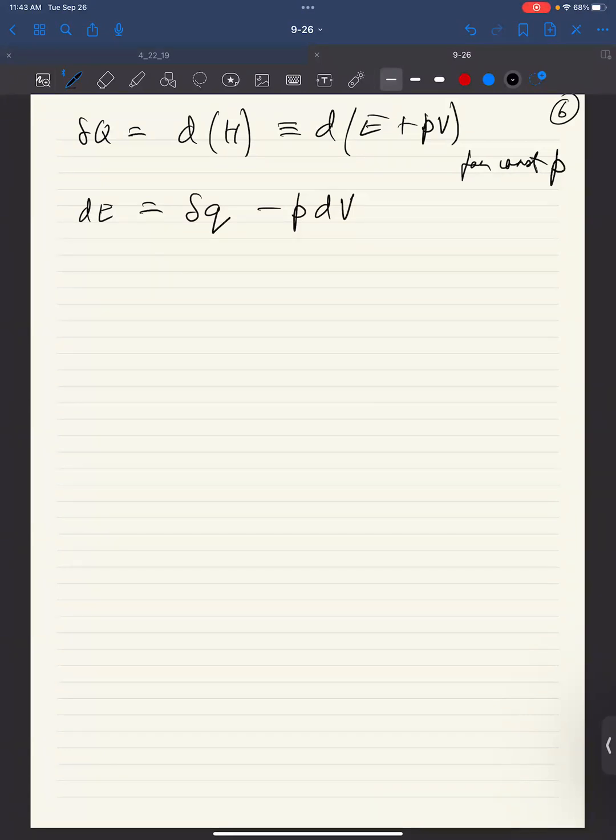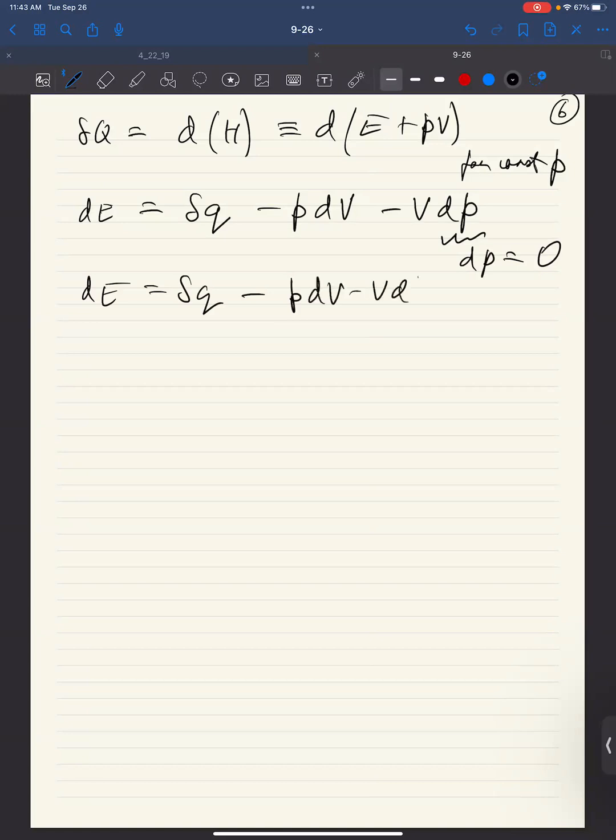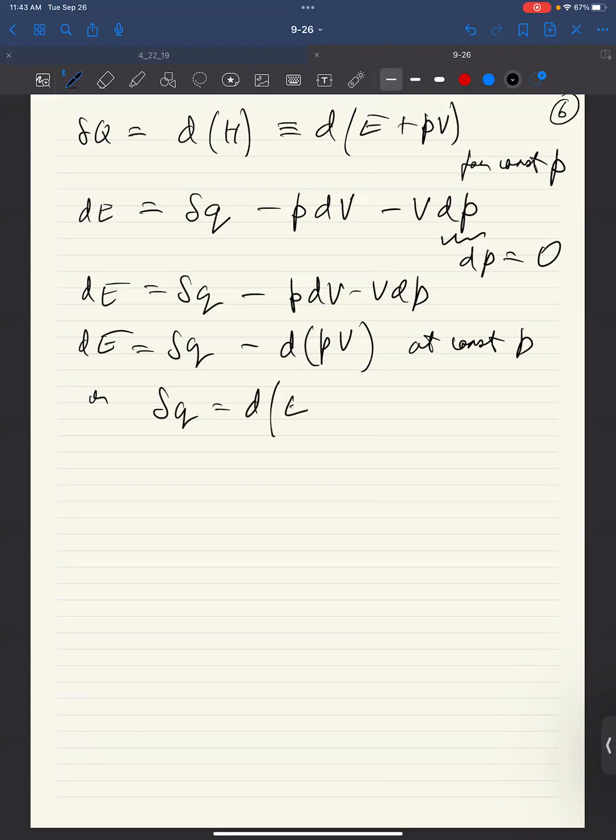It's a constant pressure process, right? So I can do a magic here and say minus VdP. Why? Because in this example, dP is equal to 0, correct? It's a constant pressure process. Therefore, dE is equal to delta Q minus PdV minus VdP, or delta Q minus D of PV, right? At constant pressure. If it was not constant pressure, we would not have been able to put in dP equal to 0. And there you go. Or delta Q is equal to D of E plus PV at constant pressure. That's our H. That's how we defined our enthalpy.